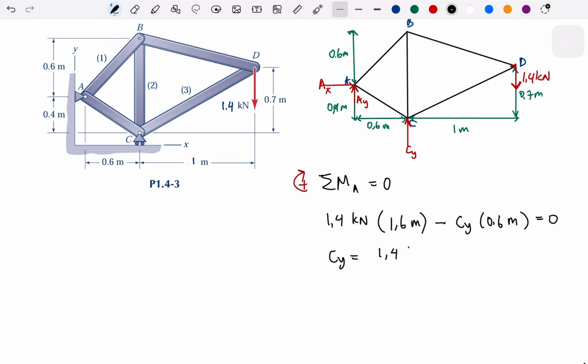1.4 kilonewton multiplied with 1.6 meter divided by 0.6 meter. If you have a calculator, you can try to check. I think because it will divide by 3, it will be decimals with 3 at the back. Let me calculate to make sure it's correct. Okay, 3.73.